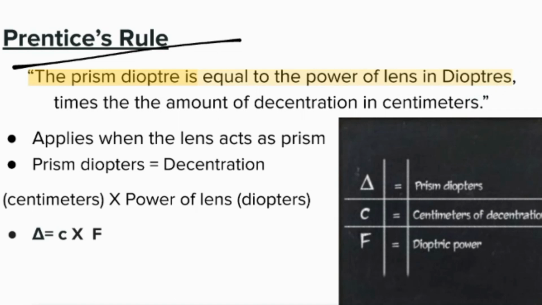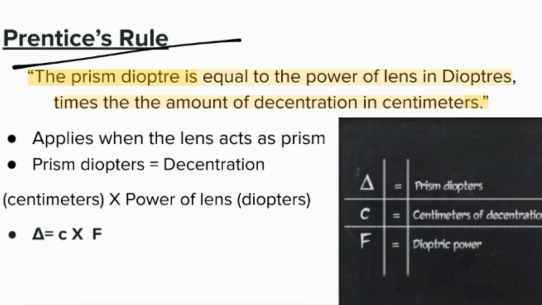So it depends on the power of the lens, the power which you are going to add in the glasses, multiplied by the amount of decentration in centimeters. This is an important thing: decentration should be in centimeters, and you have to multiply that power with the decentration. Decentration means you calculate or measure how much decentration is there. It is applied when the lens acts as a prism. When does the lens act as a prism? When there is any decentration in the glasses.